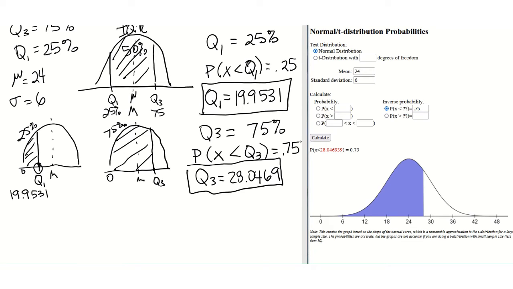My third quartile is right here at 28.0469. So all of the area between 0 and 28.0469, that is going to be 75%, and that is my third quartile. So now I want the IQR, so that is going to be the difference between those two values. So the IQR is going to be the Q3 minus Q1.